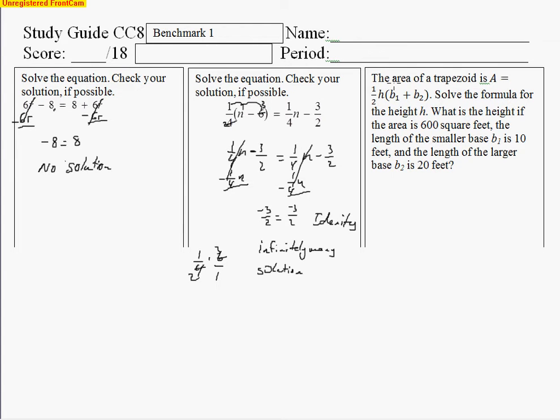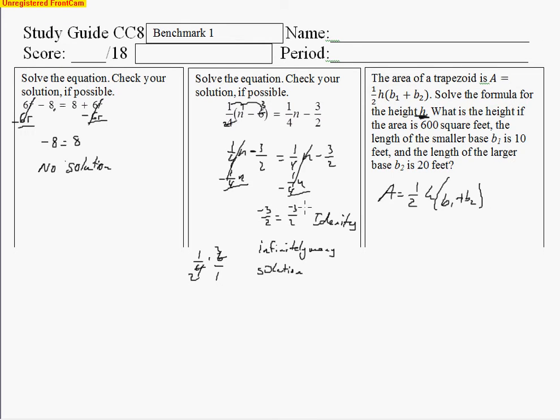And it says the area of a trapezoid is A equals 1/2 h times (b1 plus b2). Solve the formula for h. Okay, so I want to get h by itself. So I've got this, A equals 1/2 times h, and then (b1 plus b2). The first thing I'm going to do is get rid of that 1/2. So I do that by canceling out the 1/2 by multiplying by the reciprocal.